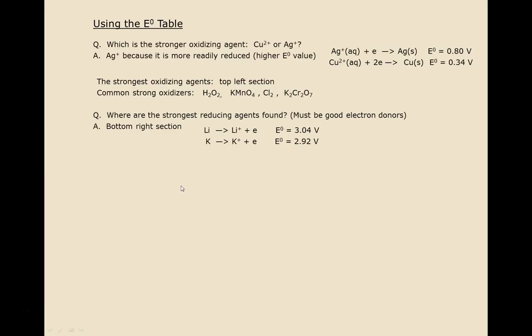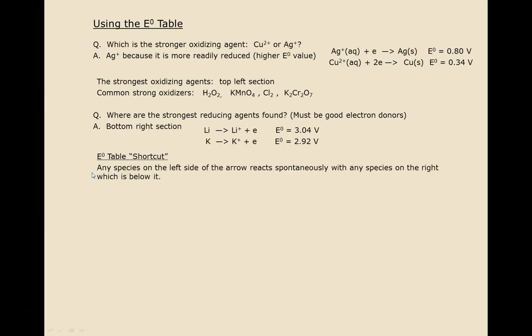If we wish to know whether two particular substances will react with each other without going through calculations, there's a neat trick or shortcut we can use using the E0 table. The rule for that is that any species on the left side of the arrow reacts spontaneously with any species on the right if it is below it. Now, I know the word species conjures up biology, but chemical species is a legitimate term. So how it works is this.